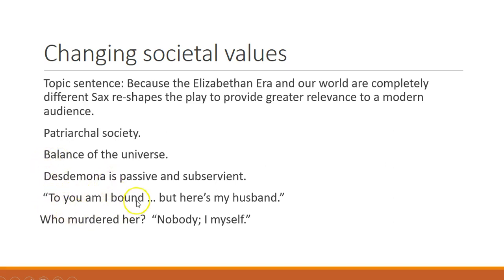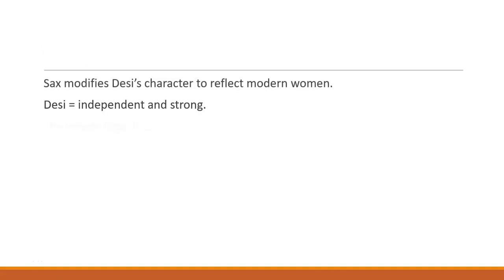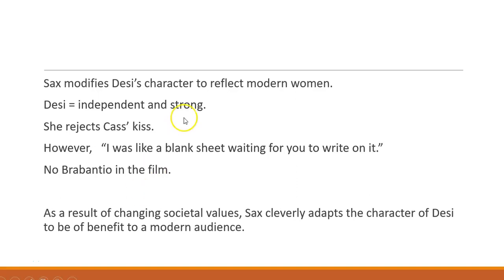And then I provide some quotes here to support what I'm saying. I then talk about how Sachs does it. I talk about Desi and how she's represented by Sachs and why. I give an example. I then talk about the simile that's used to reinforce that there is still sexism evident in society, inequality. And then I talk about Brabantio. I give another example of it, and I explain why he's not needed due to context.